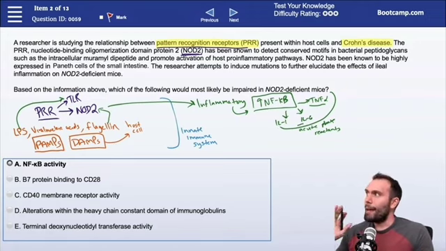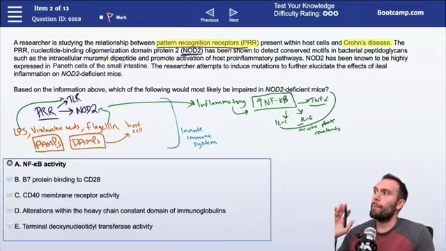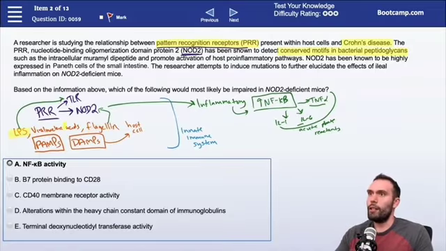With all that being said, going back into the question here, we're going to read this line again. The pattern recognition receptor NOD2 has been shown to detect conserved motifs in bacterial peptidoglycans, which we already know, right? Conserved motifs, things like flagellin, LPS, etc. That's something we already know. And it gives you an example of one here, intracellular muramyl dipeptide. And when doing this, it promotes activation of host pro-inflammatory pathways. That's very important. So NOD2 has been known to be highly expressed in the Paneth cells of the intestine. That might have something to do with the fact that they're looking at this relationship in Crohn's disease, right? The researcher attempts to induce mutations to further elucidate the effects of ileal inflammation on NOD2 deficient mice.